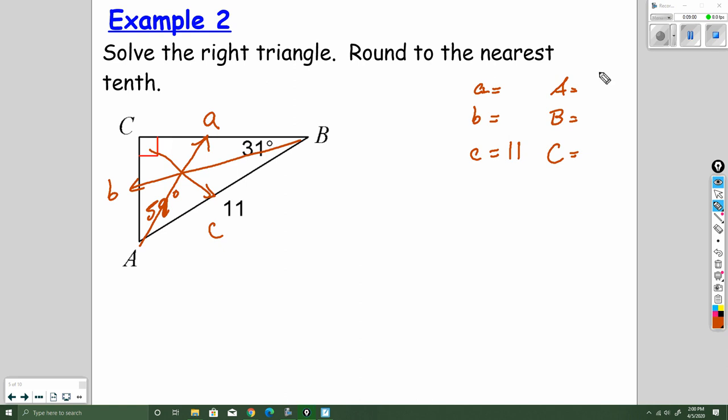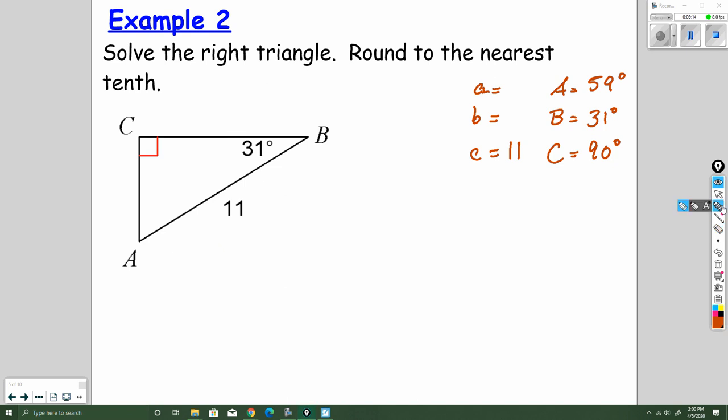Okay, we know angle A is 59 degrees. We know angle B is 31 degrees. And then angle C is 90 degrees. So all we've got to do is find sides a and b. I'm going to erase some of this so it's not so cluttered here. Just put in some of the important stuff like that. There we go.